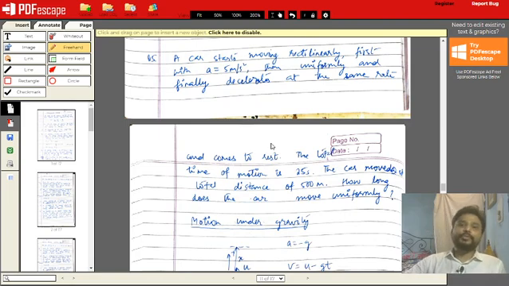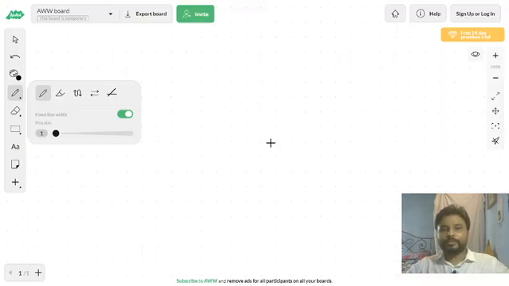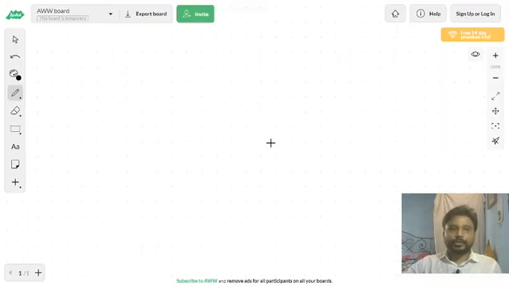A car starts moving rectilinearly, first with an acceleration of this, then uniformly, and finally decelerates at the same rate and comes to rest. The total time of motion is 25 seconds and the car moves a total distance of 500 meters. Then how long does the car move uniformly? Again we'll be looking towards the same idea, dividing the motion in 3 parts.